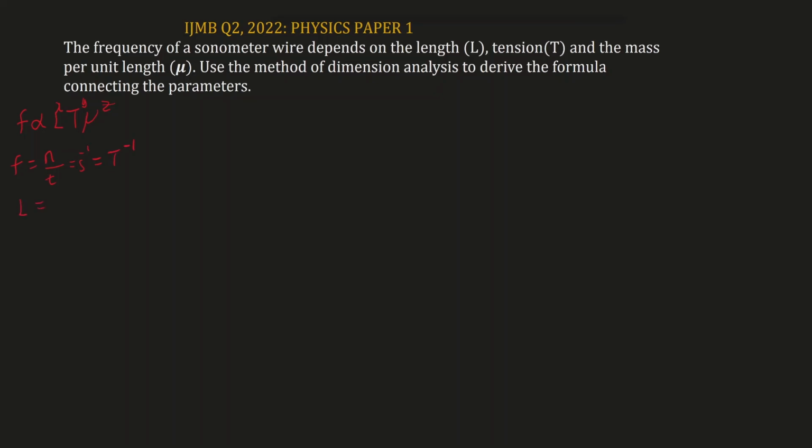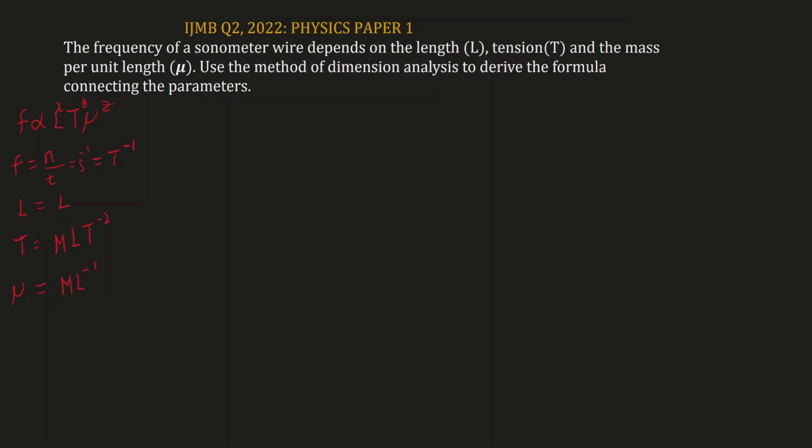Dimension for length is L. Dimension for tension: since tension is a force, it's measured in Newton, so its dimension is going to equal MLT to the power of -2. That is mass times acceleration. The dimension for linear density is mass per unit length, so its dimension is going to equal ML to the power of -1. So we have found the dimension of all the parameters.